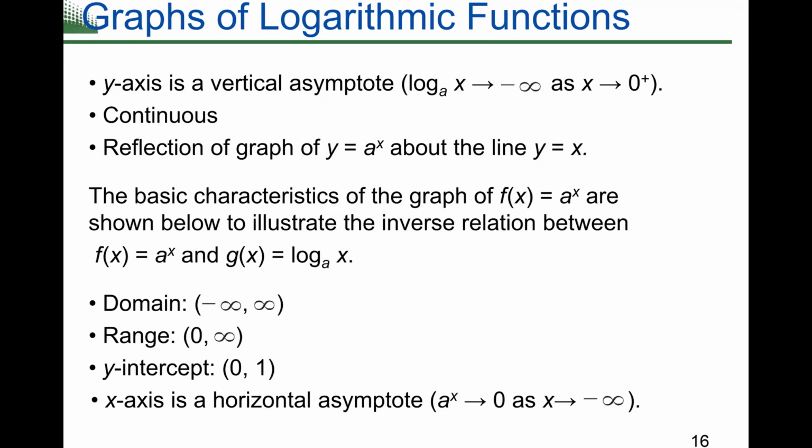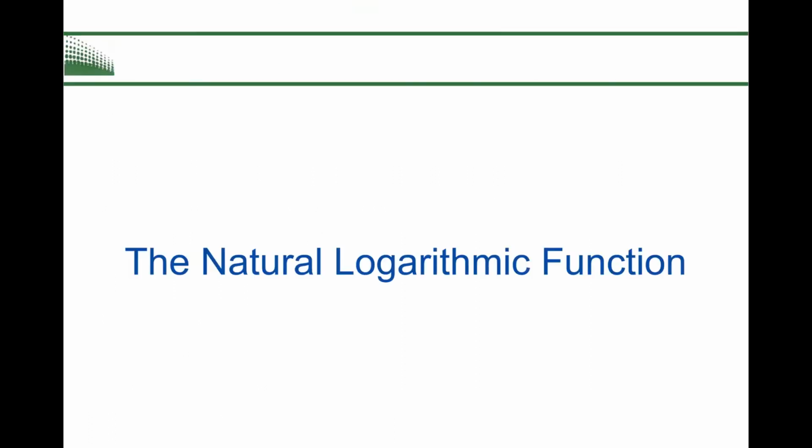Graphs of logarithmic functions. The y-axis is a vertical asymptote. It's continuous, and it's a reflection of the graph y equals a to the x about the line y equals x. So, the basic characteristics of the graph of a to the x are shown below to illustrate the inverse relationship between g of x. The domain is negative infinity to infinity, and the range is 0 to infinity. You have this in your notes. The y-intercept is (0, 1). It has a horizontal asymptote.